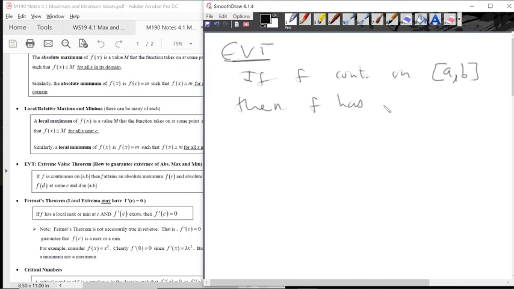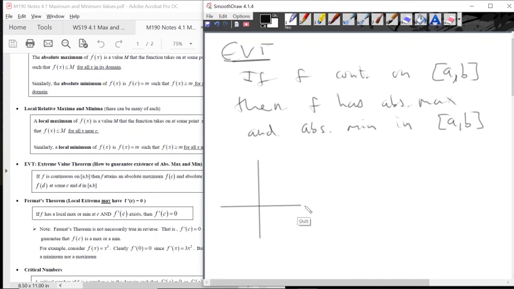Then f must have an absolute max and an absolute min somewhere within the closed interval. Okay. Let's take a look at some situations. Let's build some functions here. Start with some functions that are continuous on a closed interval [a, b].